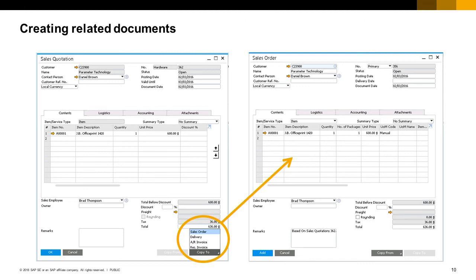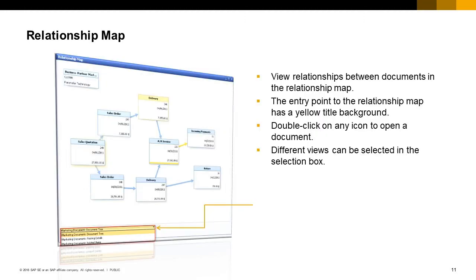For example, you have created a sales quotation for a customer and now you would like to create a sales order from the quotation. In these cases, you can easily copy the sales quotation to a sales order. Once you create a related document, you can view the relationship between documents. One way is to use the relationship map.